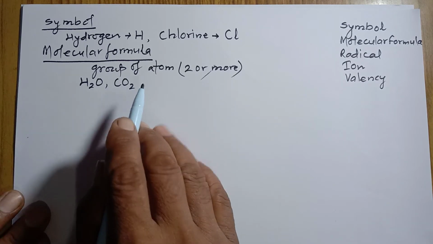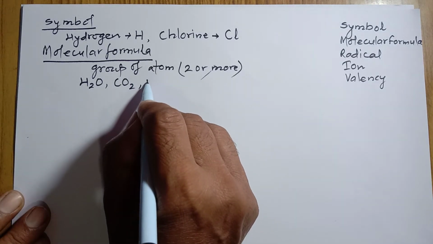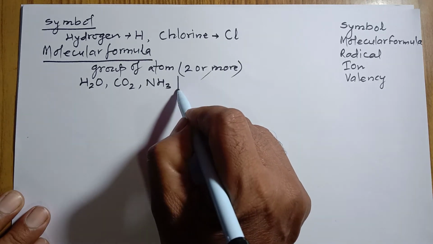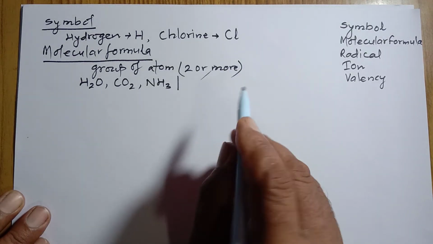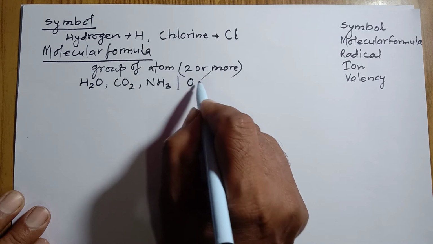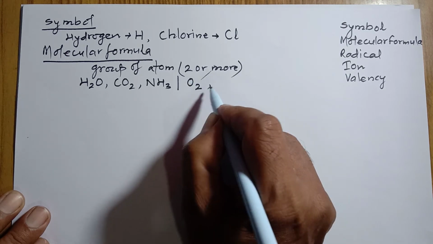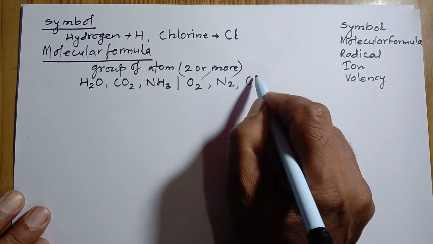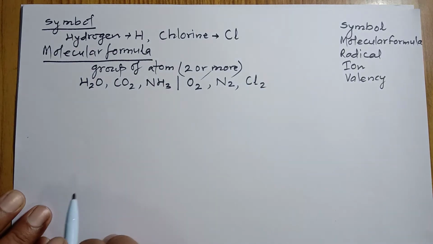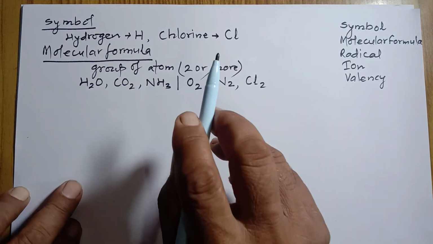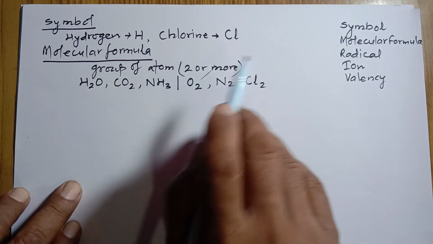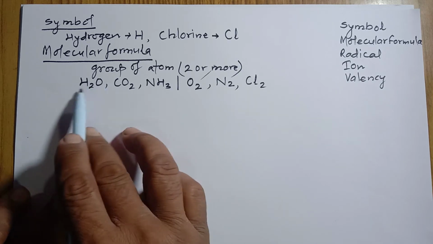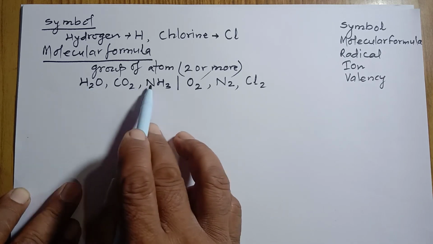These are the compounds. And ammonia, its molecular formula is NH3. But we have molecular formula of some elements also. Molecular formula of oxygen is O2. Molecular formula of nitrogen is N2. Molecular formula of chlorine is Cl2. And what we have to remember, group of two or more than two atoms. Here, look at this, here we have two atoms, and here also two atoms, here also two atoms.